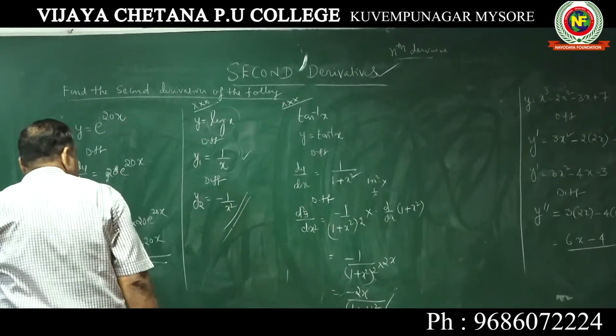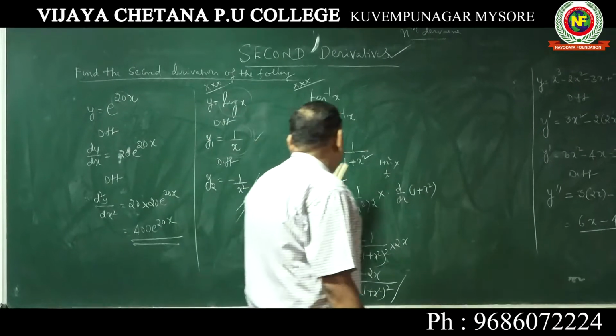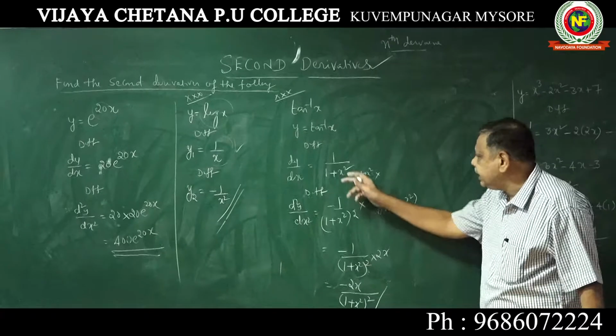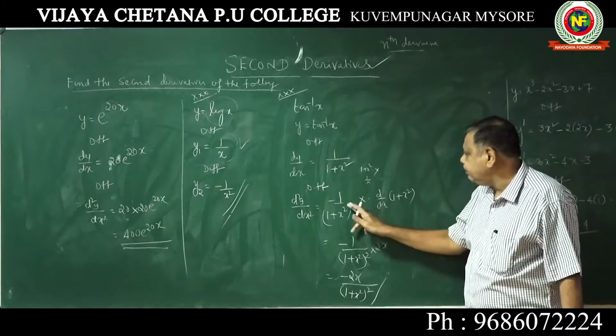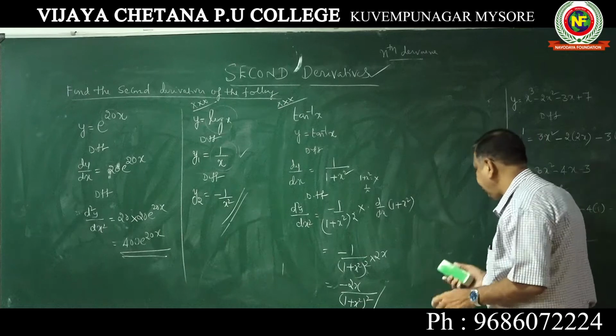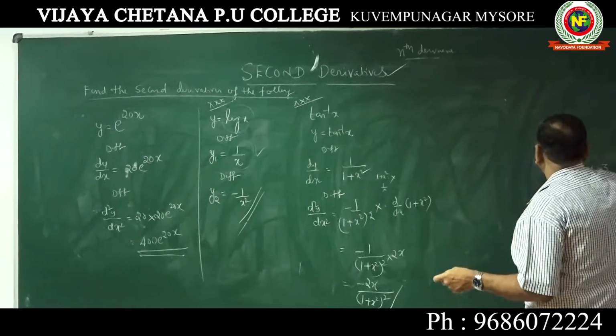Any doubts? This particular problem is very important because when you are using the chain rule, minus 1 over x square into d by dx of 1 plus x square, the answer is minus 2x by 1 plus x square whole square.